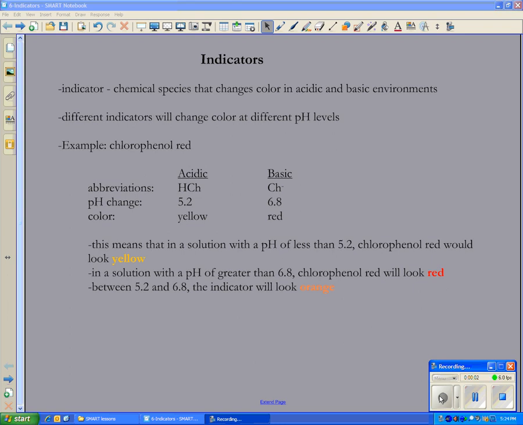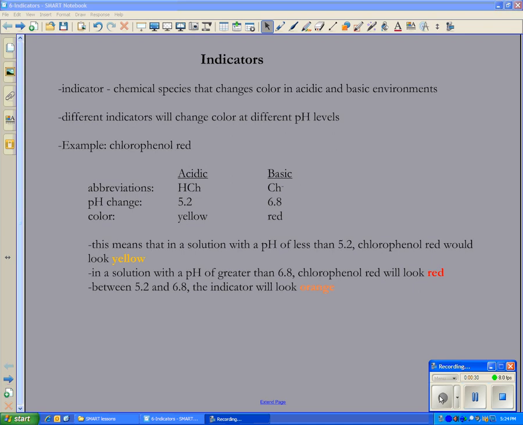In this lesson, we're going to look at indicators, and you'll need your data booklet open to page 10. An indicator is a chemical species that changes color in an acidic or basic environment. So it has at least two different colors depending on the pH of the solution that it's mixed with. Different indicators will change color at different pH levels. So there's actually quite a few indicators, and we're going to look at a few during this lesson.